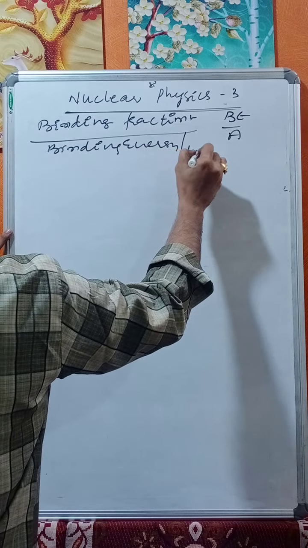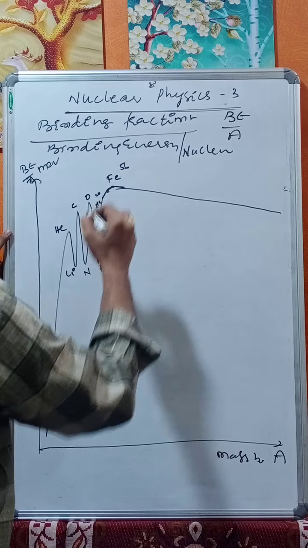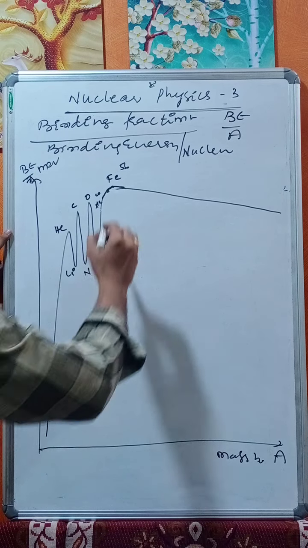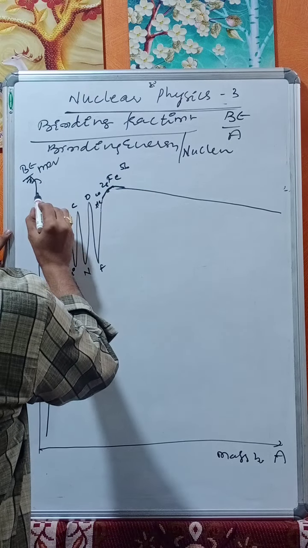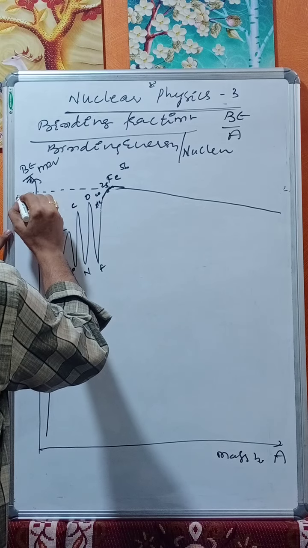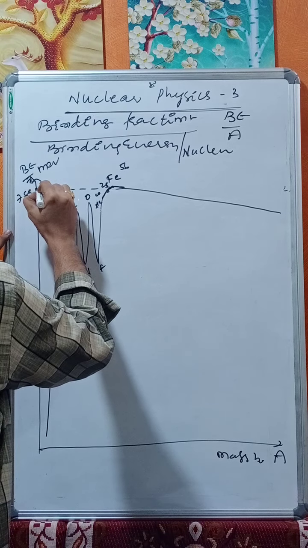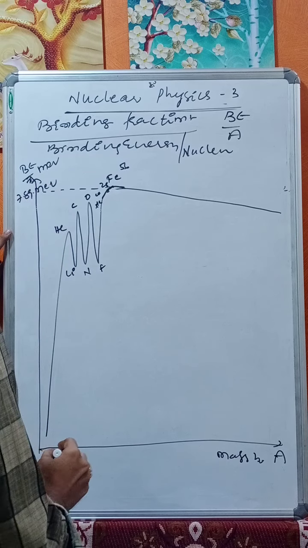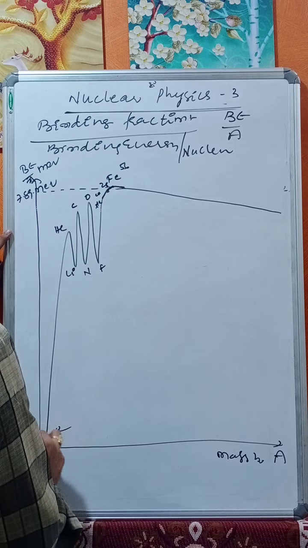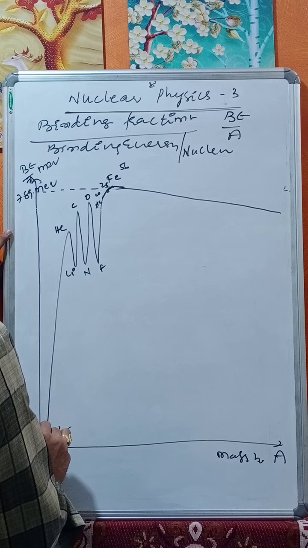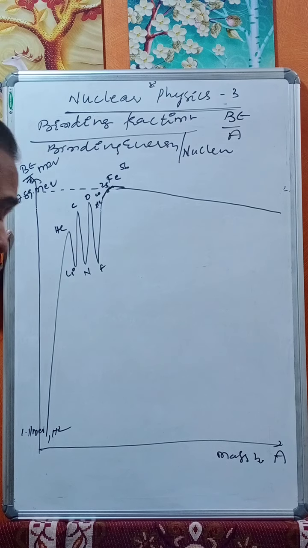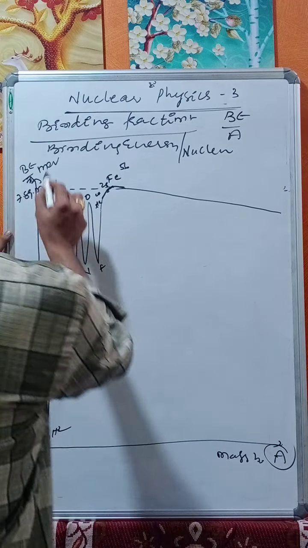Somewhere calcium here, and here this is iron, Fe56, atomic number 28, and this value is 8.79 MeV. This is the deuteron, H-2, at 1.11 MeV. So this is the binding energy curve, mass number A versus binding energy.